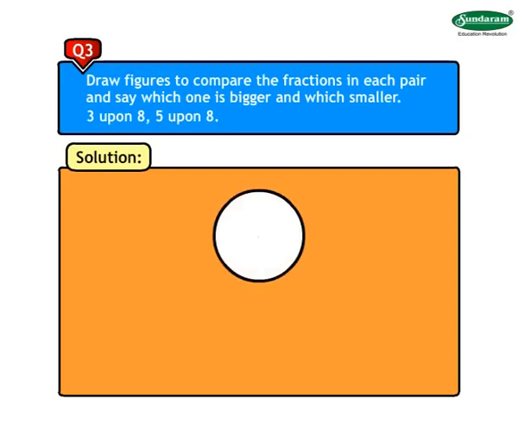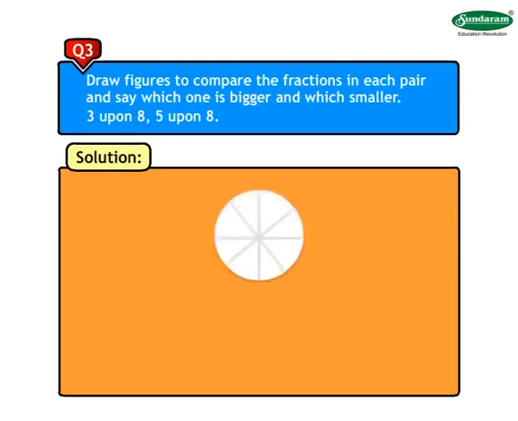Check the denominator. It is 8. Now, divide the figure into 8 equal parts. Remember, whatever the denominator is in the given fraction, you have to divide the figure into that many equal parts. Now check the numerator. It is 3. Now, color 3 parts out of the 8 equal parts.